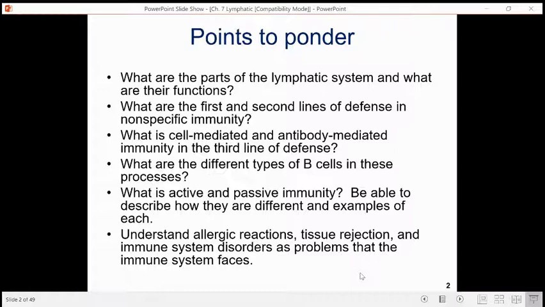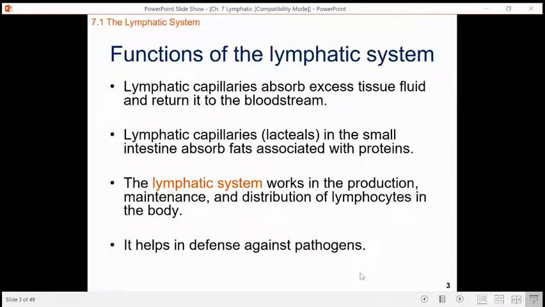Then we're going to start looking at the different types of B cells in these processes. And then we'll talk about active and passive immunity, which will help us understand how we acquire immunity. And then lastly, we'll look at overreactions of the immune system, so things like allergic reactions, tissue rejection, and immune system disorders.